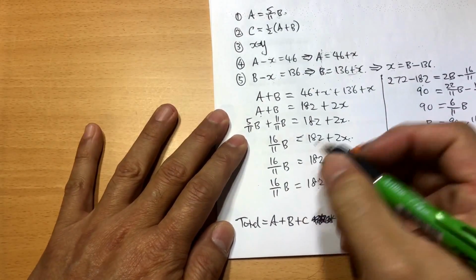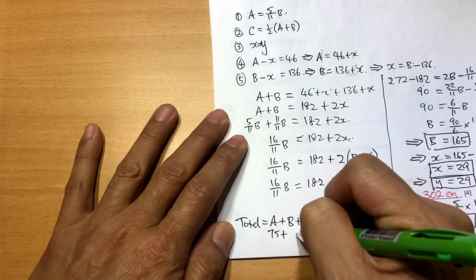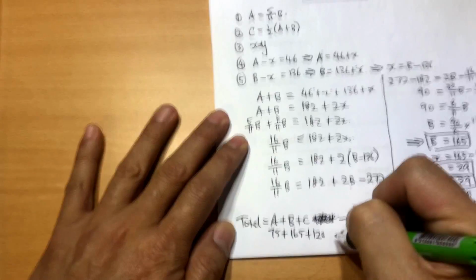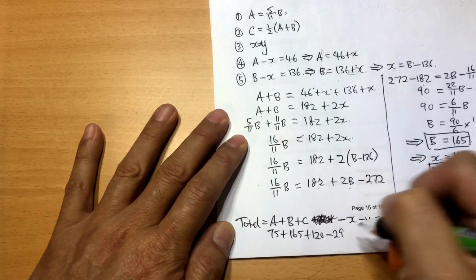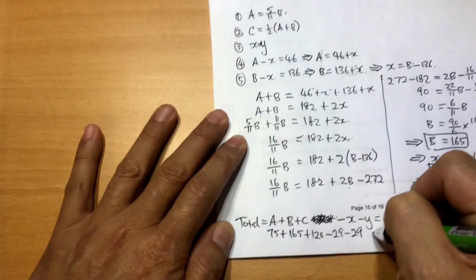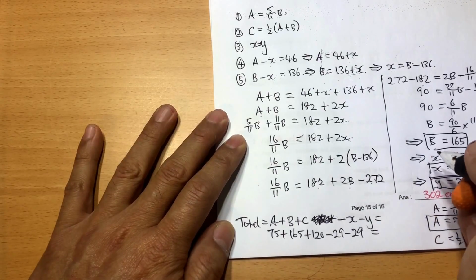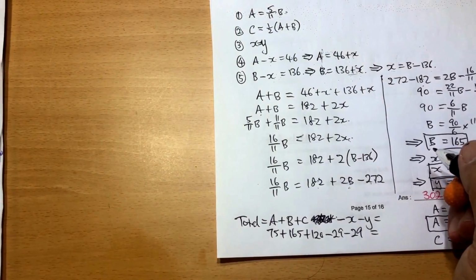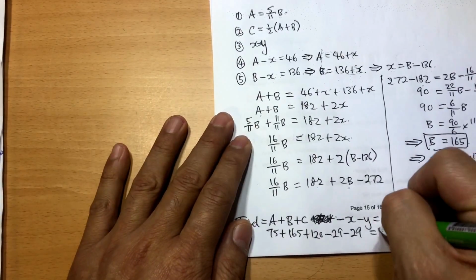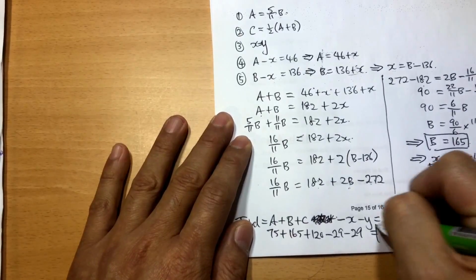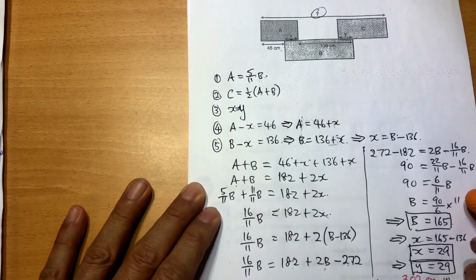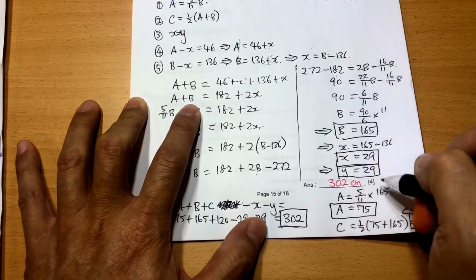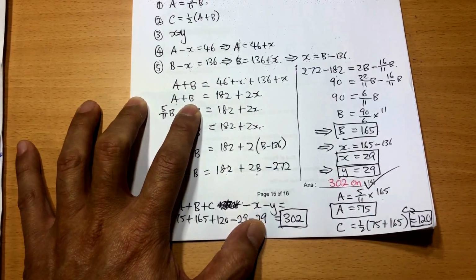All right? Equals to 75 plus 165 plus C is 120 minus X is 29 and Y is also 29, and that should give us the answer. Just a very quick input into your calculator, and we get the answer of 302, and that's the total length there. And just double checking the answer, the final answer is 302 centimeters, and that's correct.